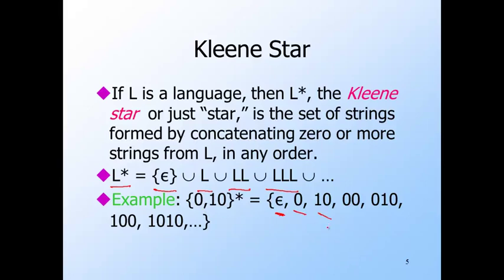We can take two choices from the language L. So if both choices are 0, we get 0, 0. If we take 0 for the first choice and 1, 0 for the second, we get this 0, 1, 0. Or we can take 1, 0 for the first choice and 0 for the second choice. That will give us 1, 0, 0. Or we can make both choices be 1, 0, and that gives us the string 1, 0, 1, 0.